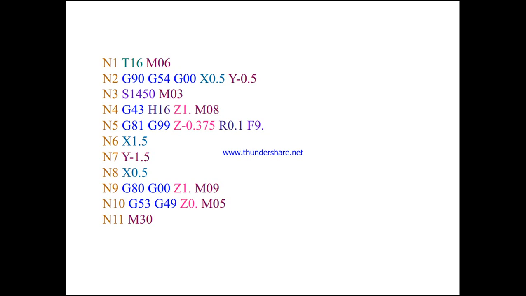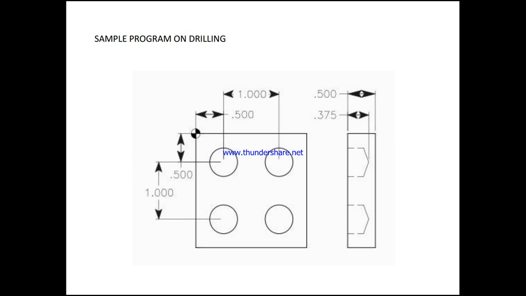N2 G90, that is the tool rapidly moves to the first drilling position, where X is 0.5 and Y is 0.5. So it has to move from here to here. It is the first hole, at 0.5 and 0.5, taking into account the zero offset. So we have the zero offset number G54.